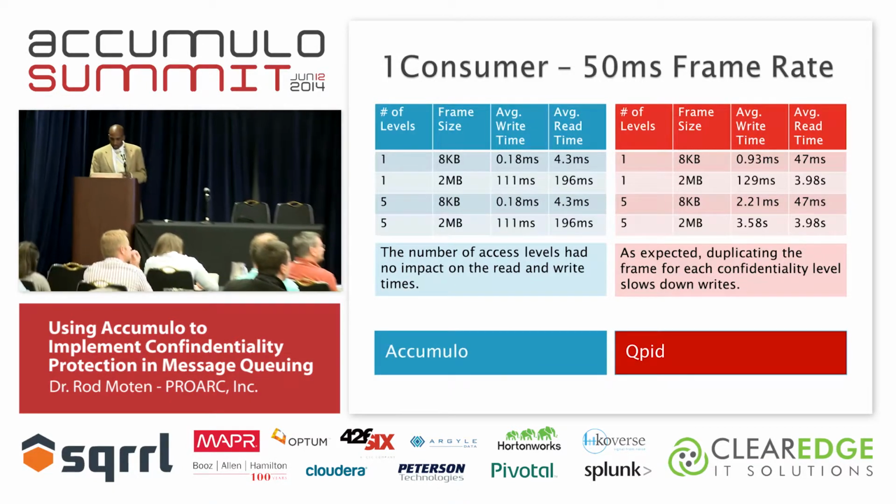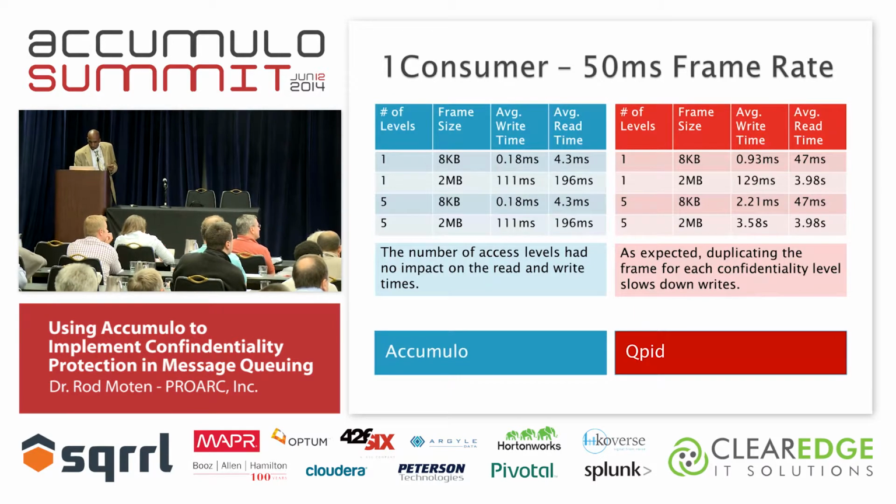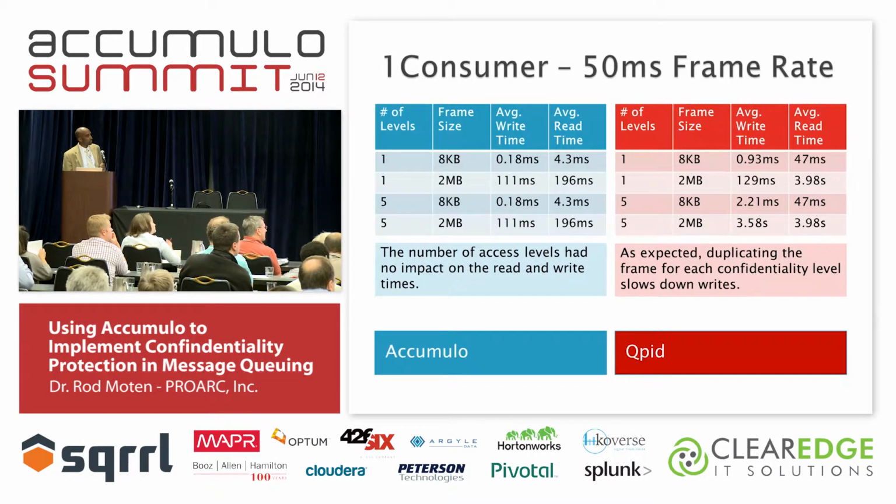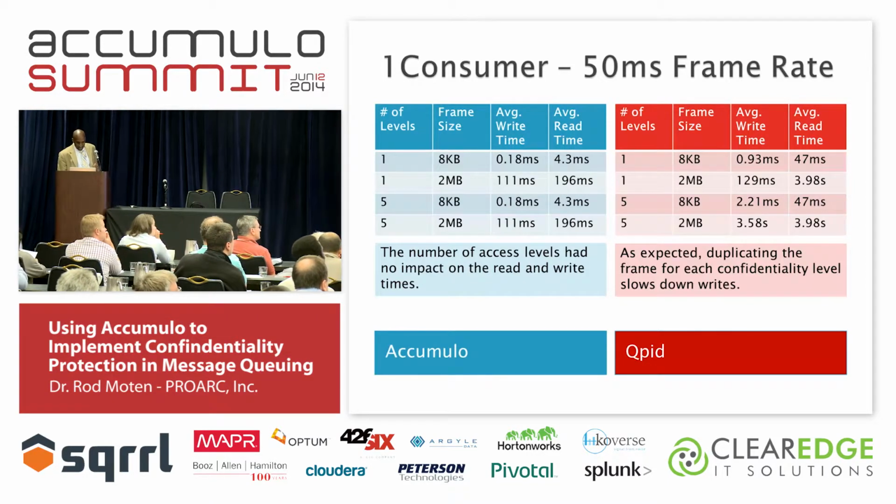On this slide, I'm showing you the transfer rates for one consumer, one producer, 50 millisecond frames. I wish I had a pointer because I really want to go over this. From New York, I really want to use my hands, it's kind of hard not to. On the blue side is Accumulo, the red side is QPid, and I got my pointer here.